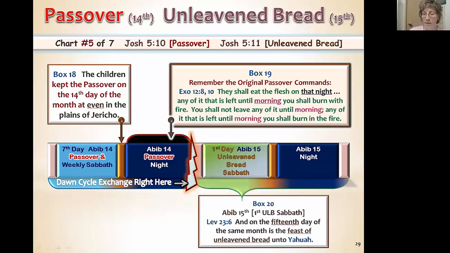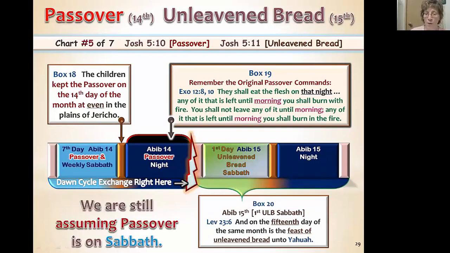The unleavened bread Sabbath was indeed on Abib 15, according to the command in Leviticus 23:6, and that's exactly the way it was to be celebrated. It started in the morning at the first light, and it went all the way to the end of the night season of Abib 15. And of course, we're still assuming that Passover is on the Sabbath.